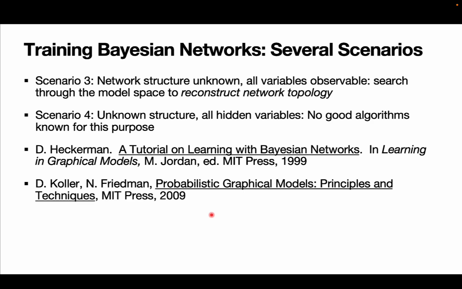There are two more scenarios left: when the network structure is unknown and all variables are observable, and when the structure is unknown and the variables are also hidden. Since this goes beyond the scope of this class, we provide a couple of references on probabilistic graphical models.